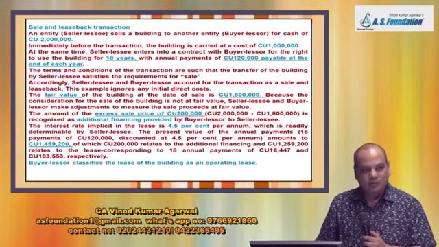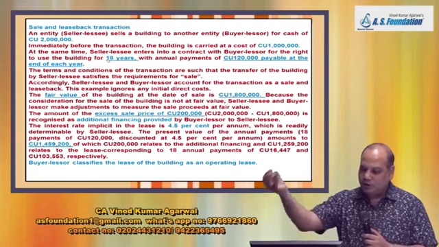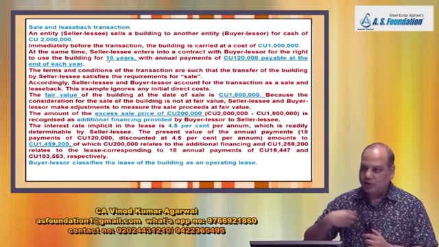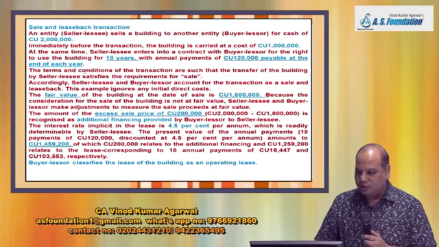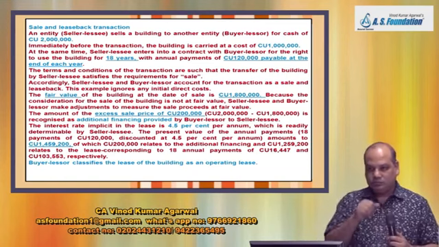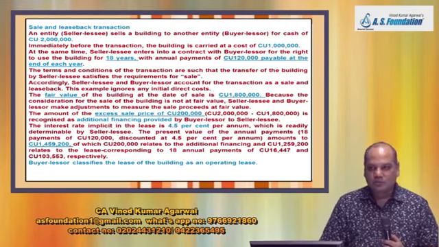Is the arrangement clear? I will sell it to you for 20 lakh. I will lease it from you for 18 years and I will pay you 1,20,000 each year at the end of the year. The terms and conditions of the transaction are such that the transfer of the building by seller lessee satisfies the requirement for sale. That means this gives rise to sale.